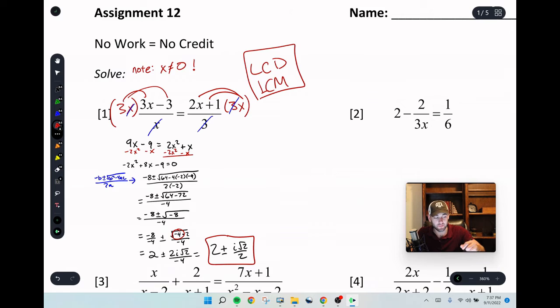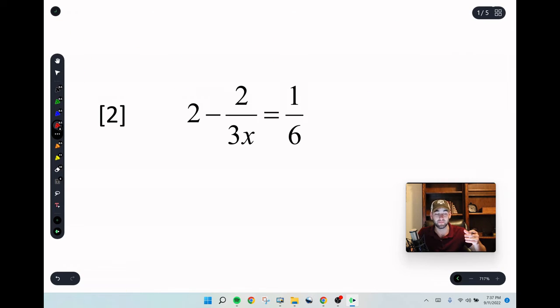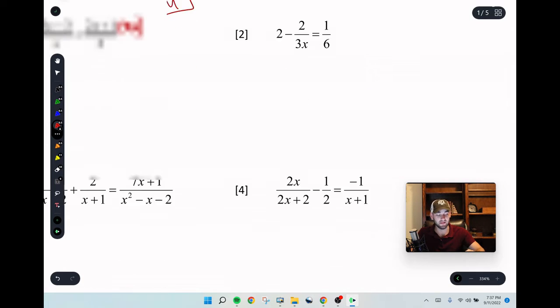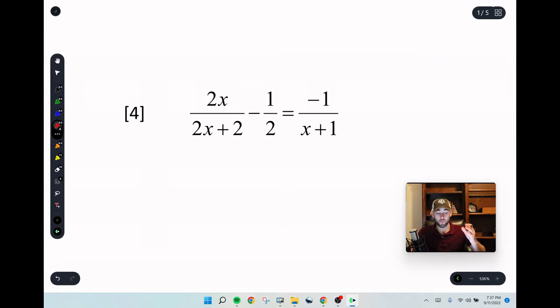In this case, it was 3x. Over here, it looks like it might be 6x. There's a hint. Down here, probably going to be the biggest denominator. Maybe something like that. I'll let you figure that out.